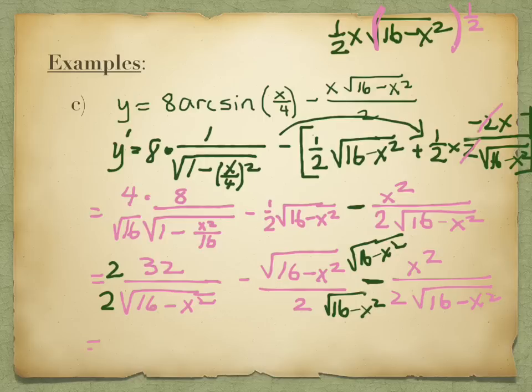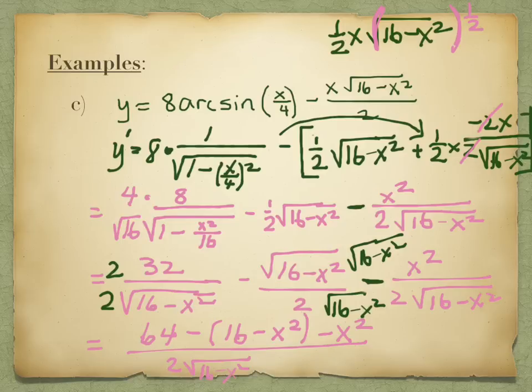Okay, so Cameron told me that middle term does something very friendly. So 64 on the top. I have minus, and I'm going to put parentheses around it, 16 minus x squared in the middle term. And then what on the last term is just x squared, right? And this is all over 2 square root 16 minus x squared.